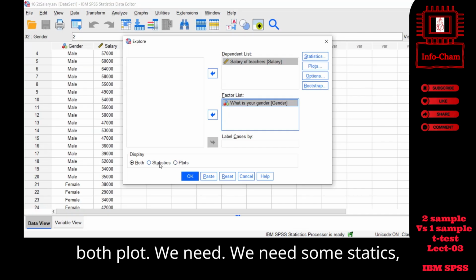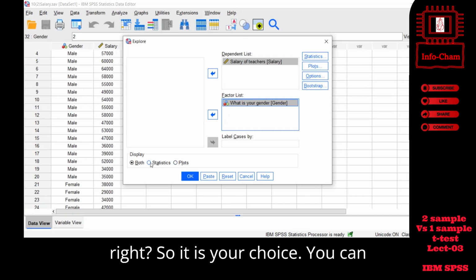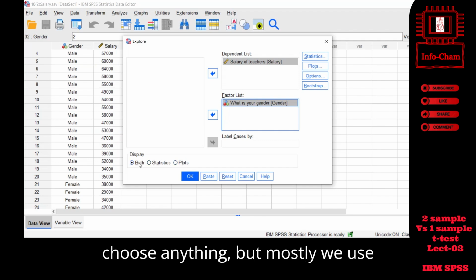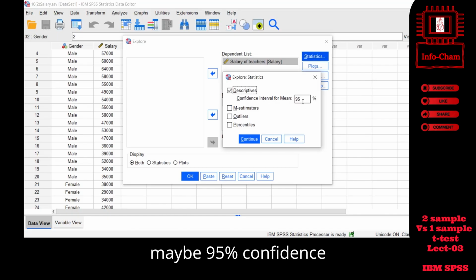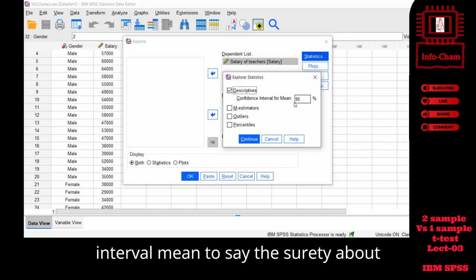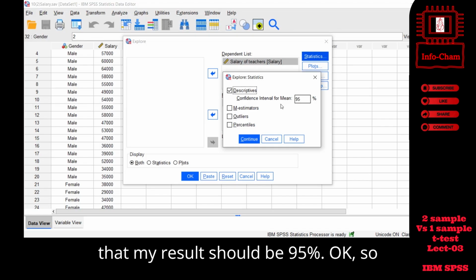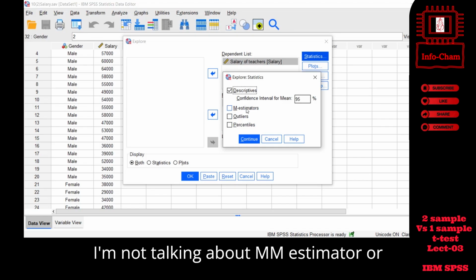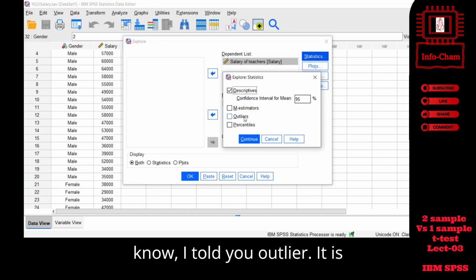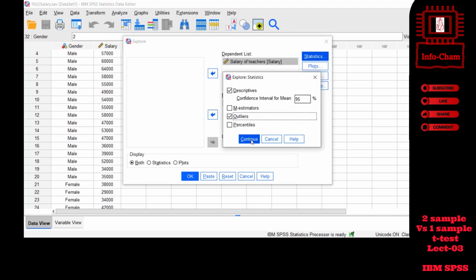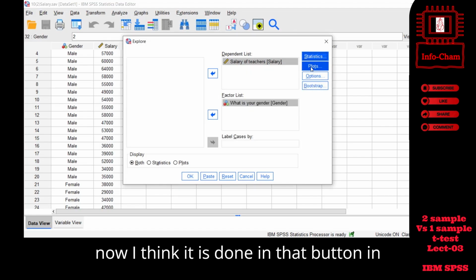For the plot we need some statistics, so it is your choice. You can choose anything, but mostly we use what we need. I told you, maybe a 95% confidence interval, meaning the surety that my result should be 95%. I'm not talking about the M estimator or percentile. I'm looking for the outlier rule, which I told you is good to use. Now I think it is done in that button.